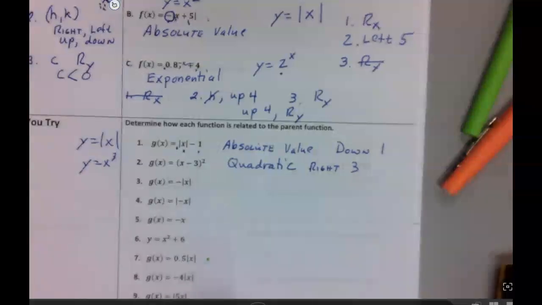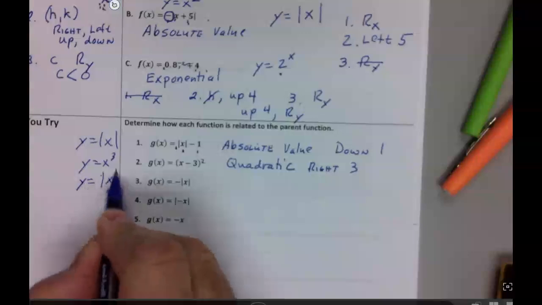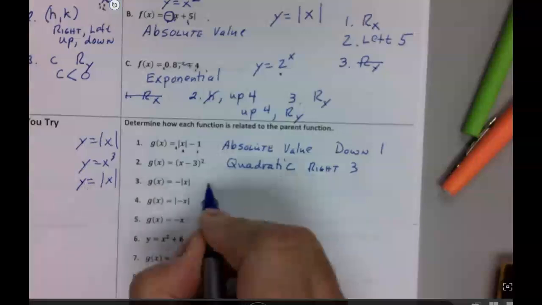Something like that. This in here, the parent function is this. Okay, is there a negative? This is an absolute value function, isn't it?